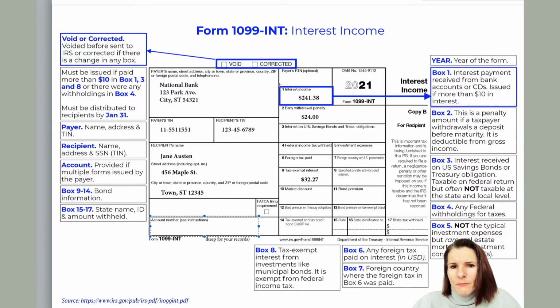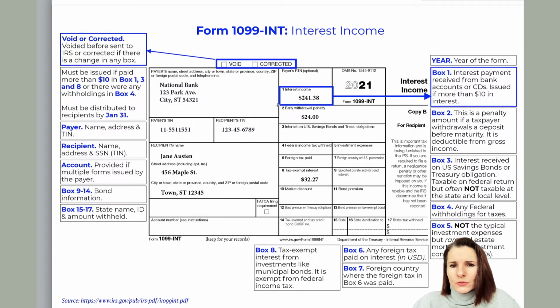Box 1, this is the main one that's used for most taxpayers. This is where you have your interest income listed, from a bank, it could be a CD, and on the federal return it's taxable. I mean, there could be some unusual circumstances, but in most cases it is.